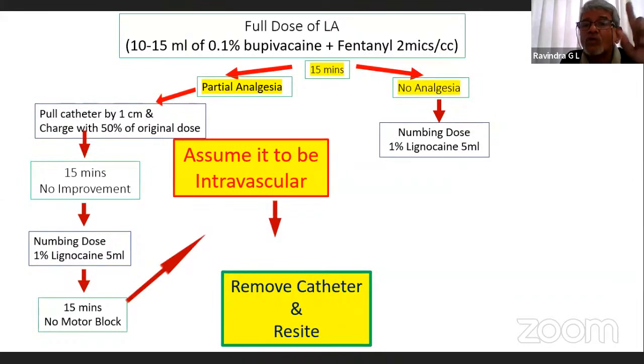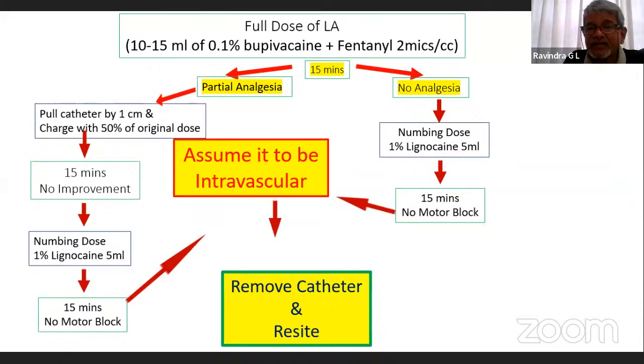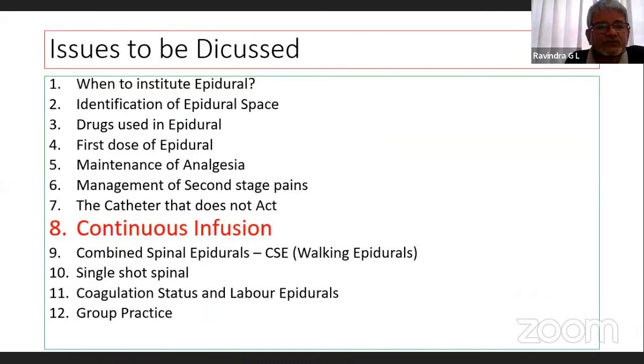Give the numbing dose, 1% lignocaine 5 ml. And within 15 minutes, if there is no motor block, assume it to be intravascular, remove the catheter and resite. Now, this is a flow chart which has to be followed, and it's a very useful flow chart.